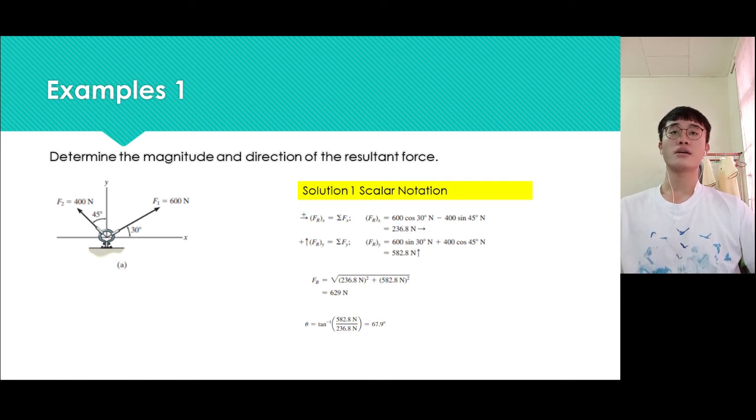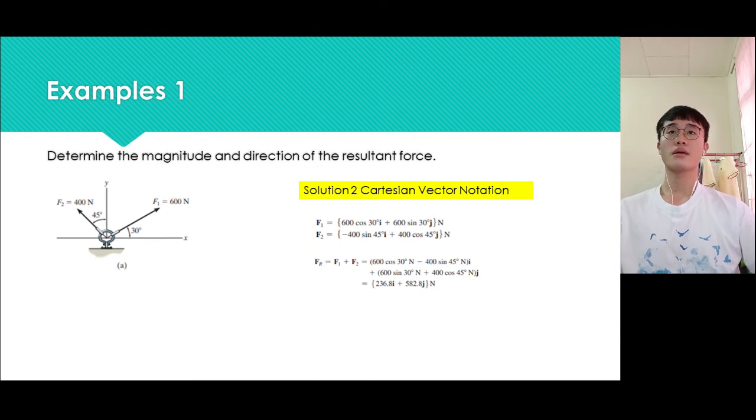Then after we get the FRx and FRy, we can put them into the Pythagoras theorem to find the magnitude of the resultant force. For the direction of the resultant force from the x-axis, we can use the trigonometry method to find it. Now for the solution in Cartesian vector notation form, we can just add up the x and y components with respect to i and j accordingly, as the solution shown here.